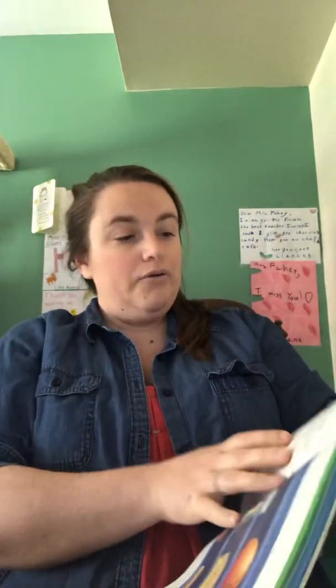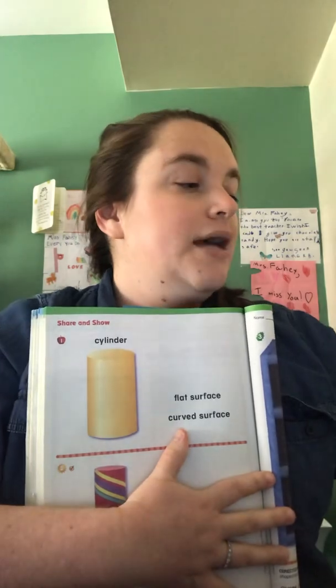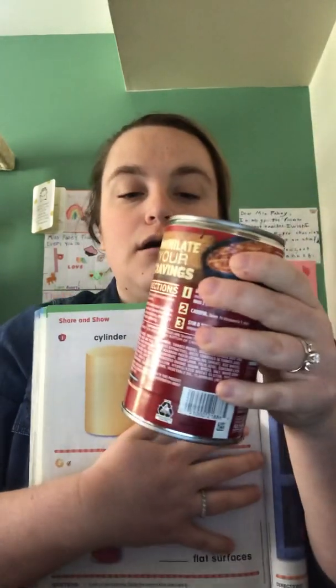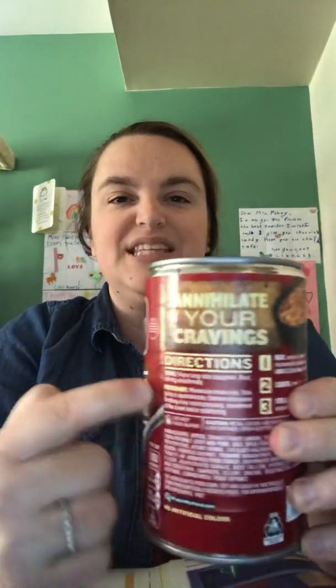Let's turn to page 426. Okay, so here's what I was talking about, flat surface and curved surface. Let's look at my cylinder that I have, a can of soup, okay? Where is my flat surface? Is this part flat? When I move my finger around it, my finger does not stay straight. My finger is going around the curve. This is why a cylinder rolls when you put it on its side, because it has this curve.